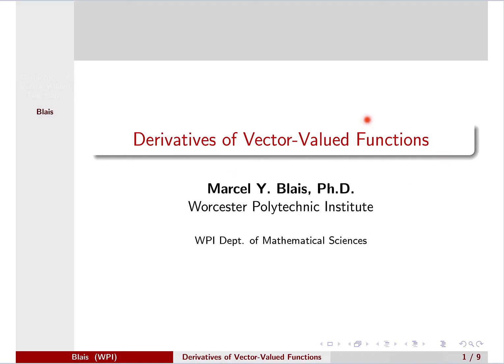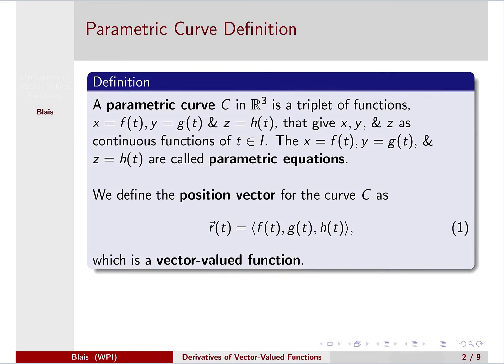In this lecture, we will be learning about derivatives of vector-valued functions. So recall, a parametric curve C in R3, three-dimensional space, is a triplet of functions x equals f of t, y equals g of t, z equals h of t, that give x, y, and z as continuous functions of parameter t in some domain I.